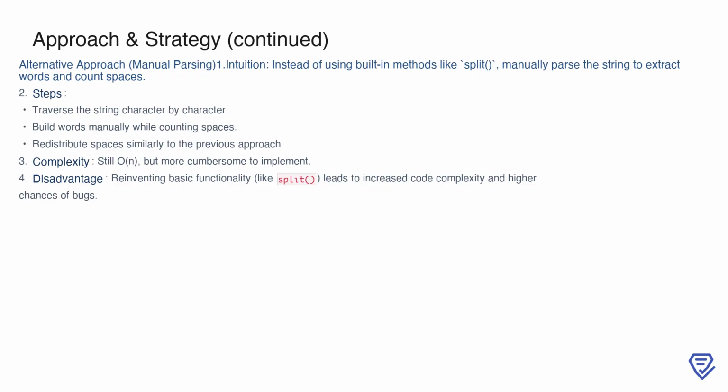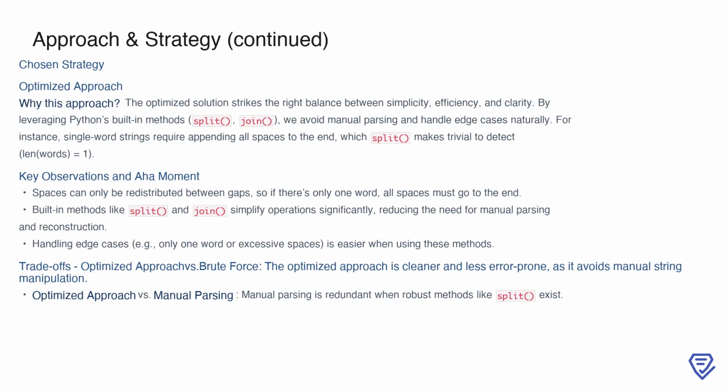While this method achieves the same O(n) complexity, it introduces unnecessary complexity to the implementation. By reinventing basic functionalities like word extraction, we increase the chances of introducing bugs and make the code harder to read and maintain. Therefore, while it's a valid option, manual parsing is less practical compared to leveraging the built-in tools available in Python. The optimized approach is the clear choice for solving this problem.